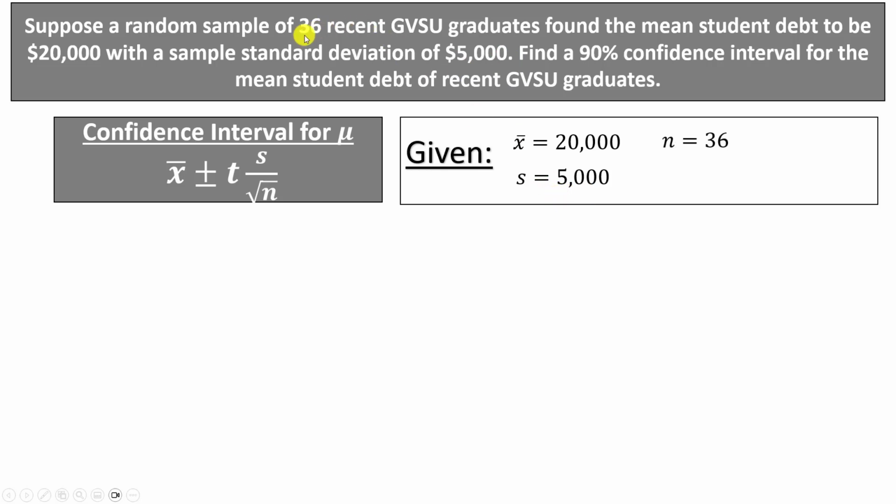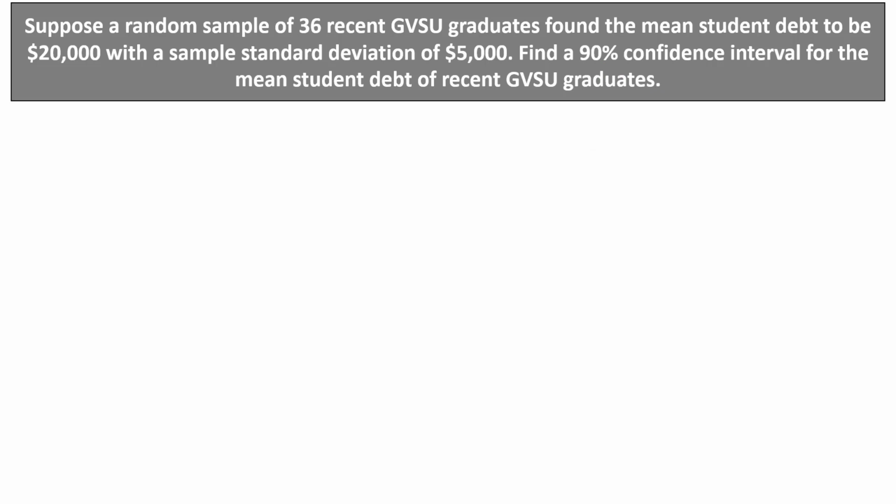The sample size is 36, which we represent by n. We're also going to need the degrees of freedom, which we know are n minus 1, or 35. Finally, we are given that the confidence level is 90%, so we can write that down as well. All right, at this point, we are ready to work through a full problem.